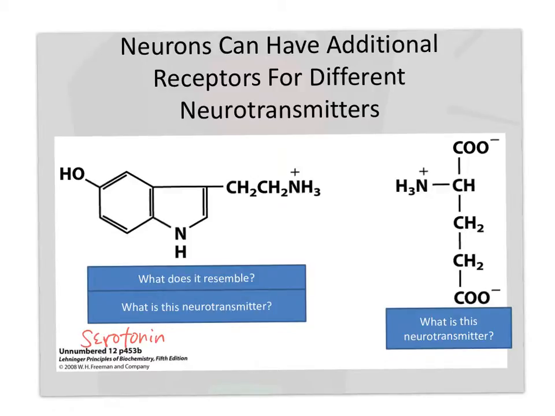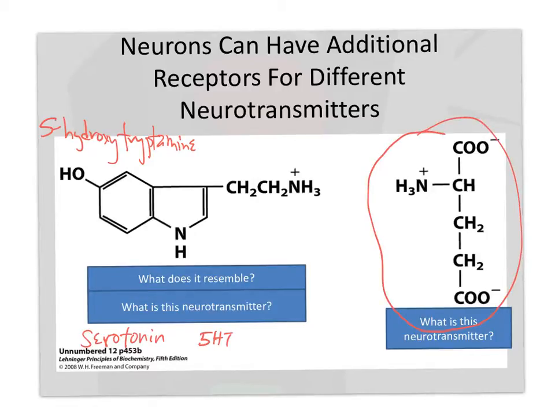It's also called 5-hydroxytryptamine, which kind of makes sense. It looks like tryptophan, but it's an amine, and then it's got that hydroxyl group on it. That's why sometimes I abbreviate it as 5-HT, 5-hydroxytryptamine. All right, then we have this neurotransmitter right here.